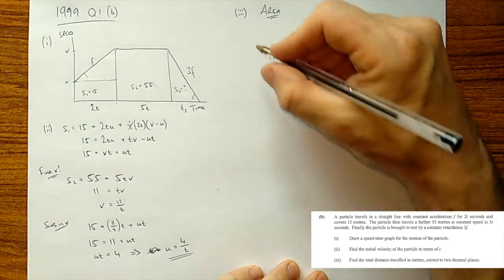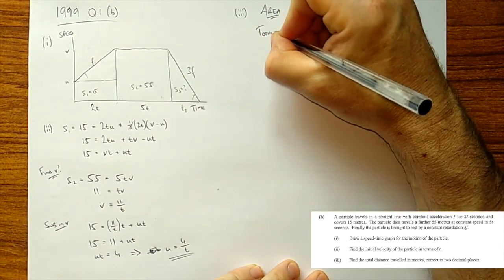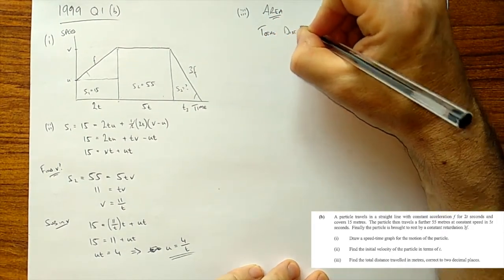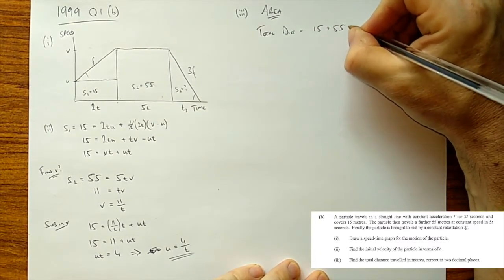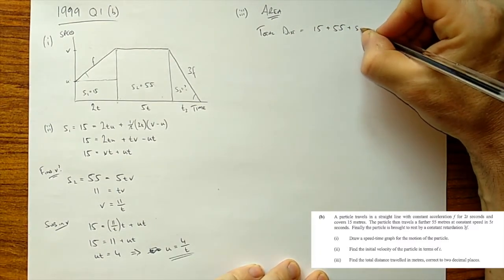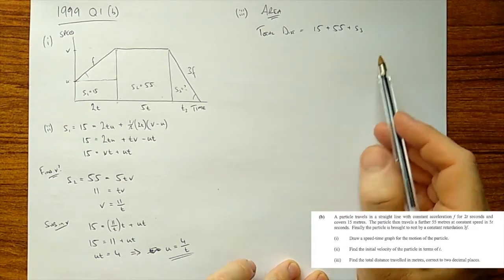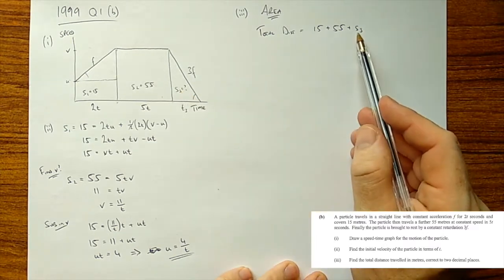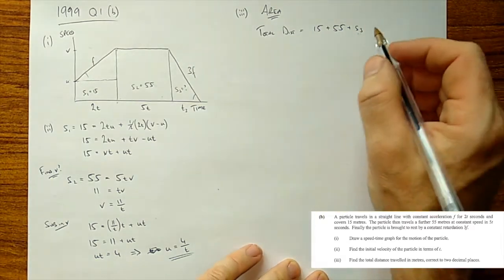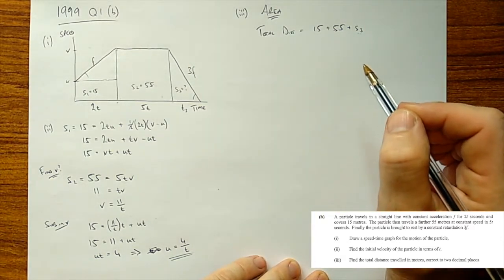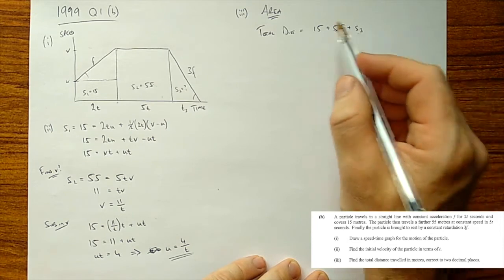So we want the total distance traveled. Well, total distance equals 15 plus 55 plus S3. Now, I like to write this up because the temptation is to go and find S3 and go, boom, there's my answer, and forget that we're looking for total distance and lose silly marks. Okay, correct to 2 decimal places is going to be messy.